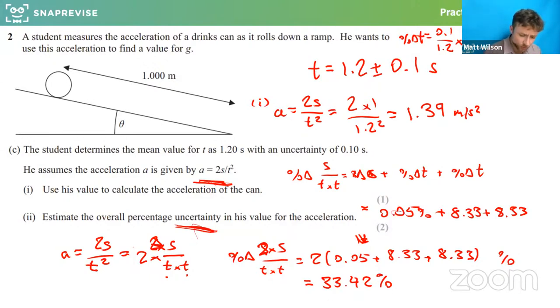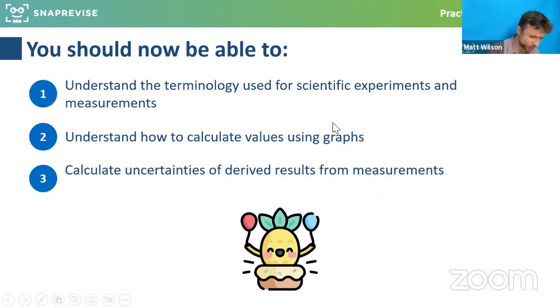So just as a summary there, because if this is the first time you've seen this, it might seem quite a lot. Whenever you multiply or divide any quantities together, you add their percentage uncertainties. So here we calculated the percentage uncertainty of S, the percentage uncertainty of T, added those percentage uncertainties together, and then just multiplied everything by the factor of 2 at the end. Okay, so let me know if there are any questions about that.